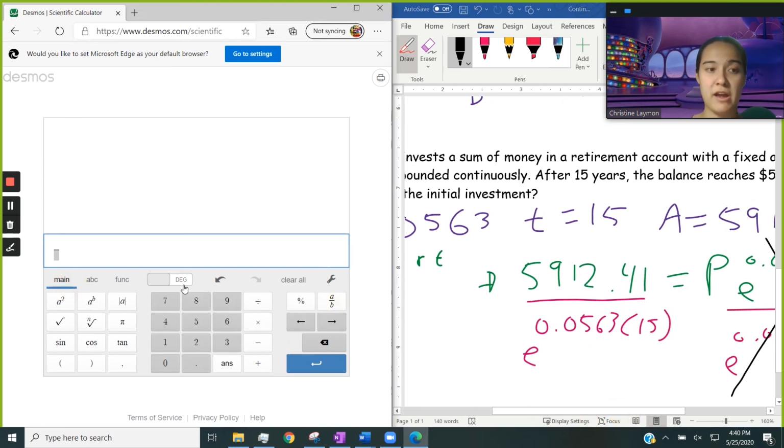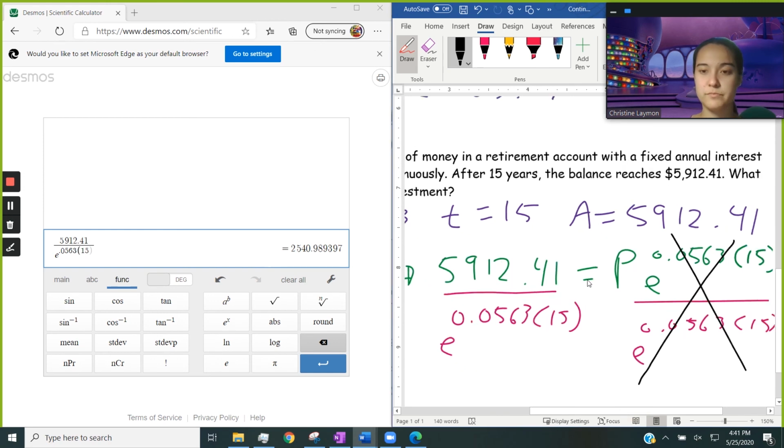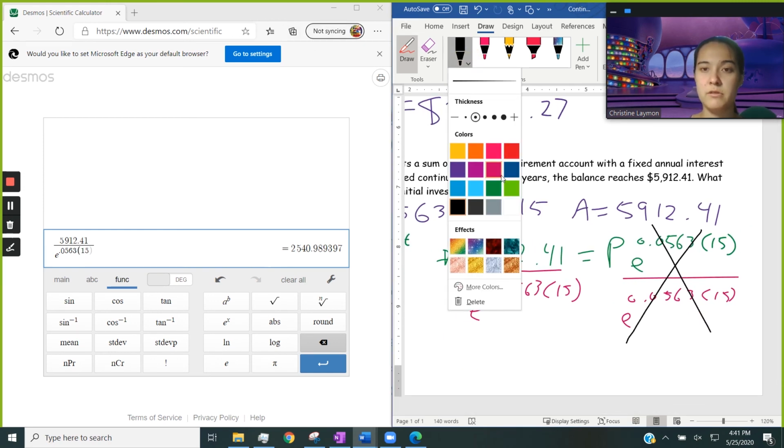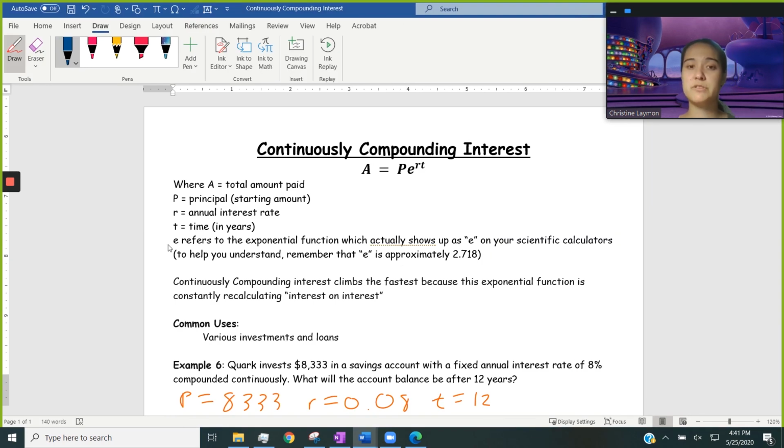So I want to start by typing in a fraction. 5912.41 divided by, and again, I want to use that exponential function, and then its exponent is 0.0563 times 15. Okay? So this is the principal, that starting amount. Let's grab blue. So that principal was, in dollars, $2,540.99. So you invested that amount, and after 15 years, your amount was $5,912. So back up the top, this example set was for continuously compounding, A equals P times e to the rt.